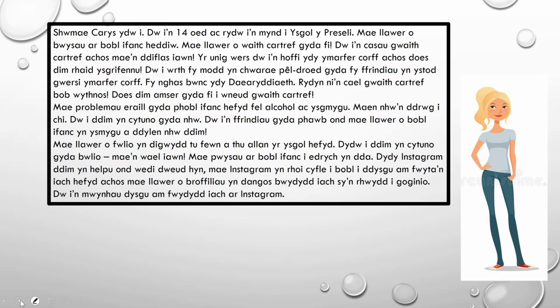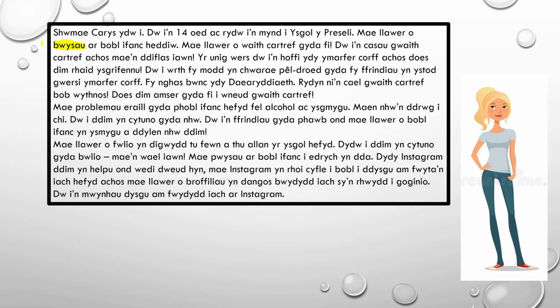Firstly, Caris's paragraph. Shwmai Caris ydw i. Dwi'n 14 oed a rydw i'n mynd i ysgol y Preseli. Mae llawer o bwysau ar bobl ifanc heddiw. So I'm going to highlight the first word here. Bwysau, pwysau, pressure.